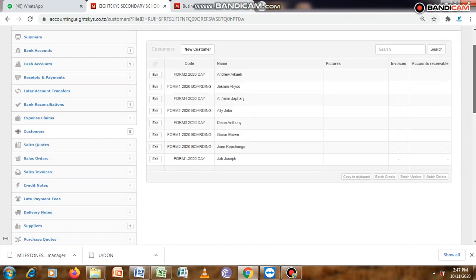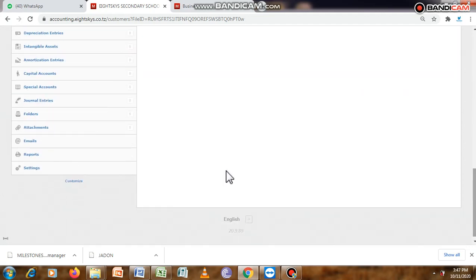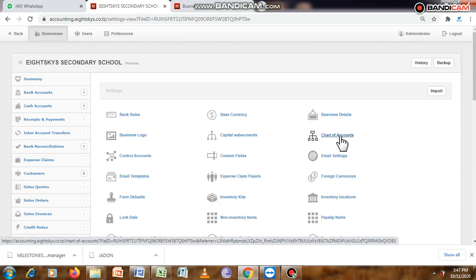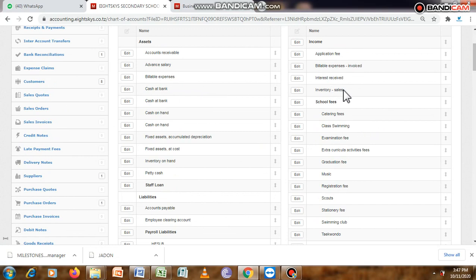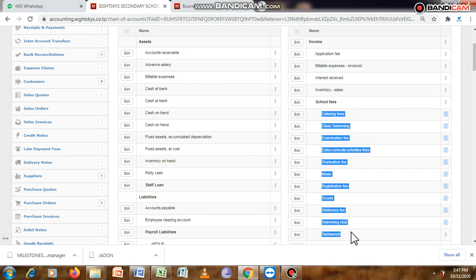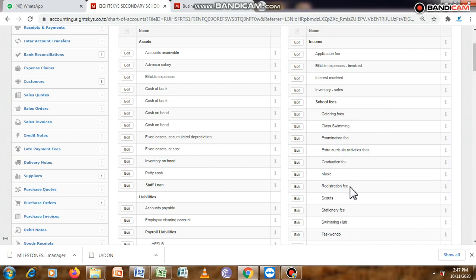To go to the chart of accounts, you can refer to our previous lessons on how to deal with the chart of accounts, but we're going to redo it here. In order to see our chart of accounts, you scroll down to settings. When you click on settings, you have your chart of accounts here, so you click on chart of accounts. Now, as you can see, we have school fees here as a group, and under school fees we have catering, we have swimming. All these are the income accounts here. Please go back to our previous lessons to review how you can create these income accounts.